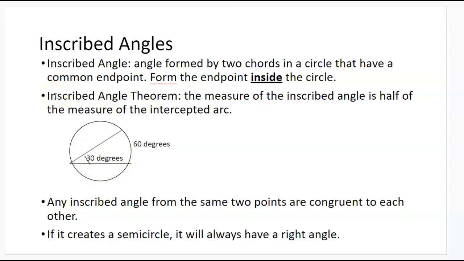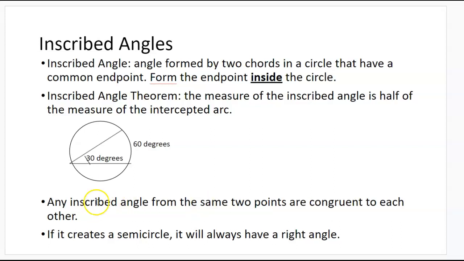And so the inscribed angle theorem is that the measure of the inscribed angle is half of the measure of the intercepted arc. So meaning if this arc right here is 60 degrees, then this angle created by the two chords, the inscribed angle, is 30 degrees. And so any inscribed angles from the same 2 points are congruent to each other.